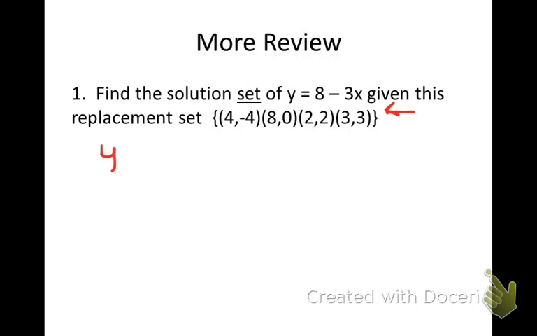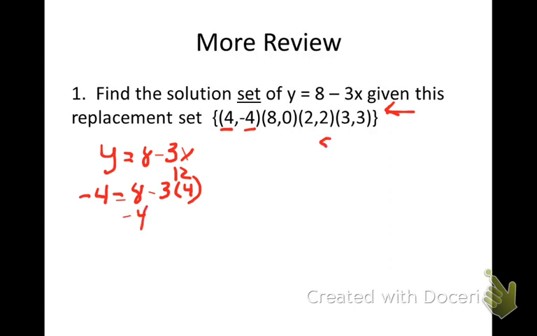So all that means is you're going to take your equation, and everywhere there's an x you're going to put a 4, and everywhere there's a y you're going to put a negative 4. Remember, it is a solution if it makes it true. So we'd have negative 4 equals 8 minus 3 times 4. 3 times 4 is 12, 8 minus 12 is negative 4, so that one is a solution. So where I'm going to write my answer, it needs to contain the ordered pair 4, negative 4.